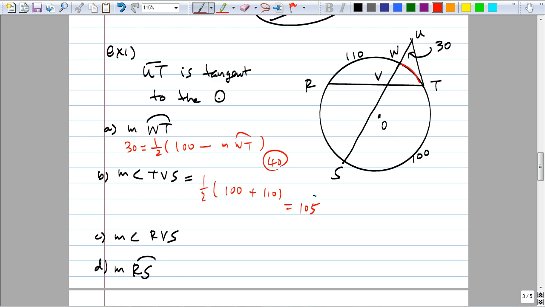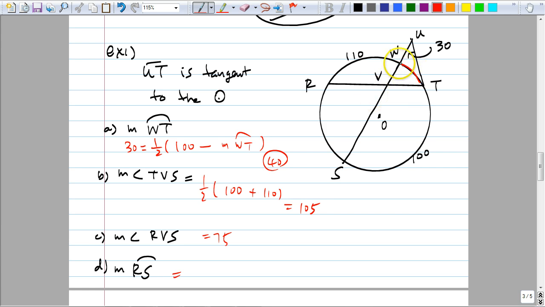What about RVS? That's easy. If this is 105, what's this? Both of these are 105. But these are vertical angles, they're congruent, so it's got to be 75, right? Because both of these are 105, this has to be 75. What about RS then? Hold on, let's finish up.